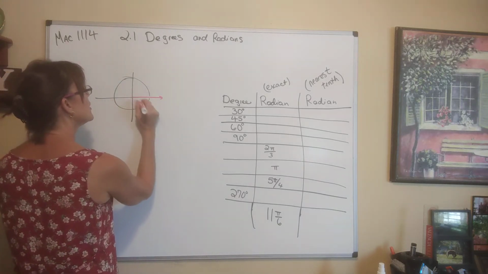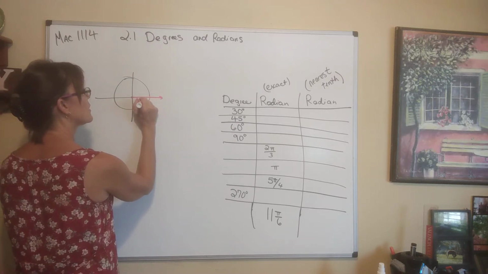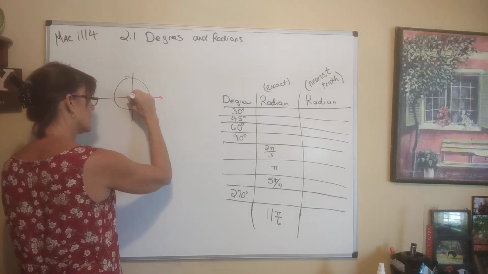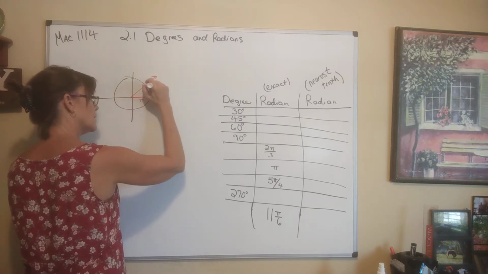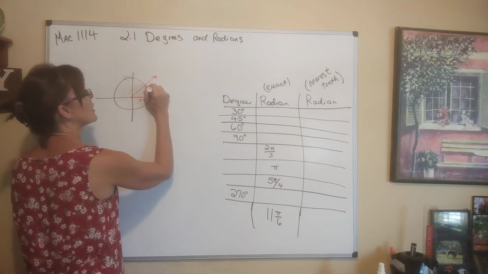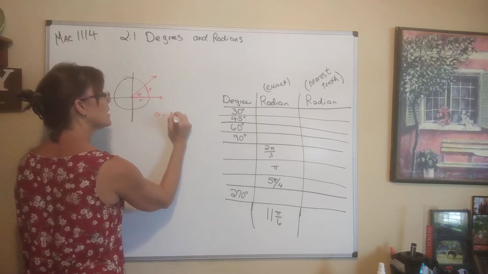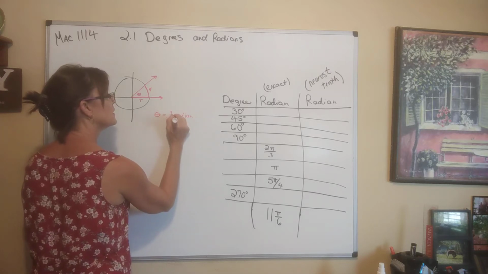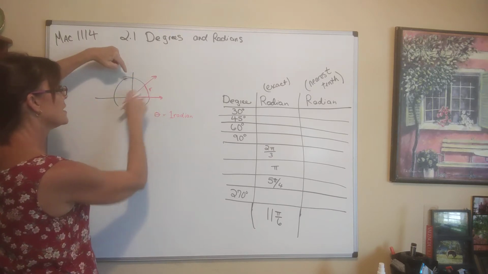So if we say the radius of this circle from the center to an edge is r, and the angle that we're about to draw intercepts an arc length here, that this amount of the circumference is also r, then this angle right here, theta, is equal to 1 radian. That is how a radian is defined. When the radius is equal to the arc length, that is 1 radian.